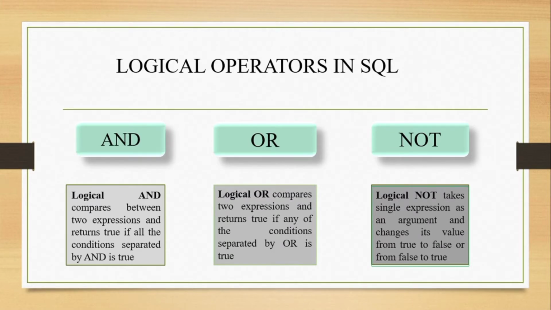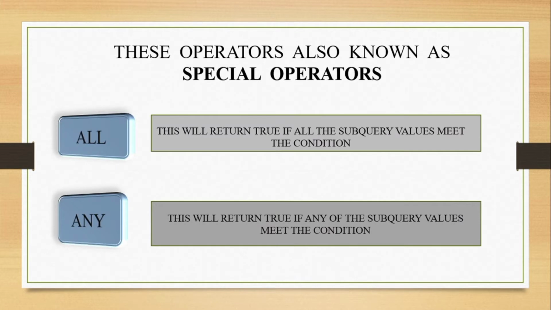Coming to logical AND, it is useful when we use two or more conditions in a query, and it returns true if all the conditions separated by AND are true. Coming to OR, the conditions will be separated by OR. And NOT takes only a single expression and changes it to true if it is false and false if it is true. You'll get a better picture when we go through an example.